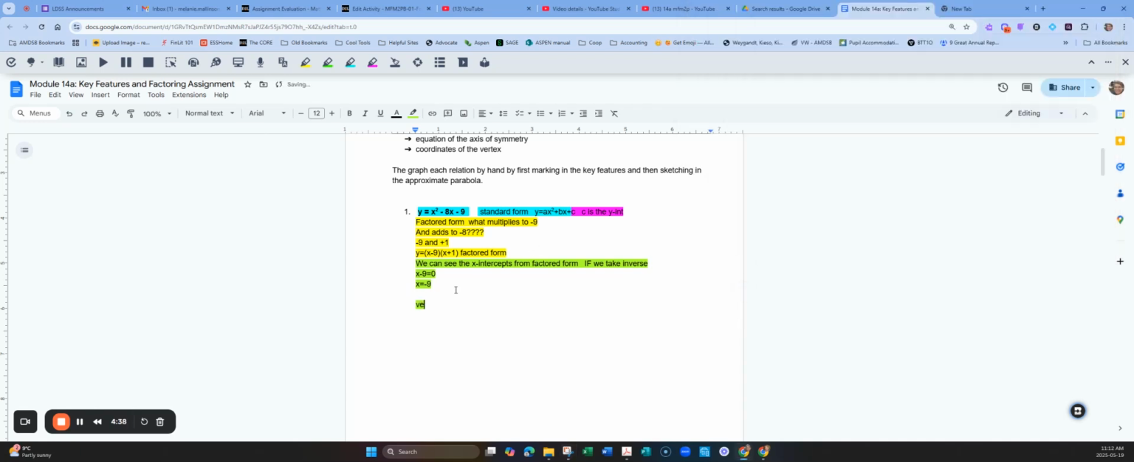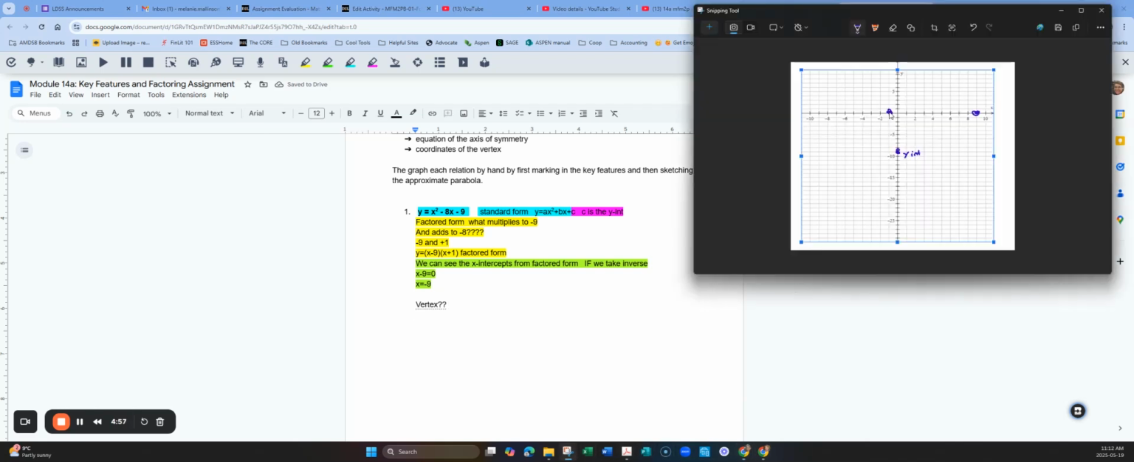So now I have to find my vertex, because I haven't found it yet. Maybe I'll just take all the colors off for a hot minute here. All right, so now I'm going to get my vertex. Well, just look at your graph. If I've got one x-intercept over here and one over here, I know the middle of them is going to be my x, because that's what the vertex is.